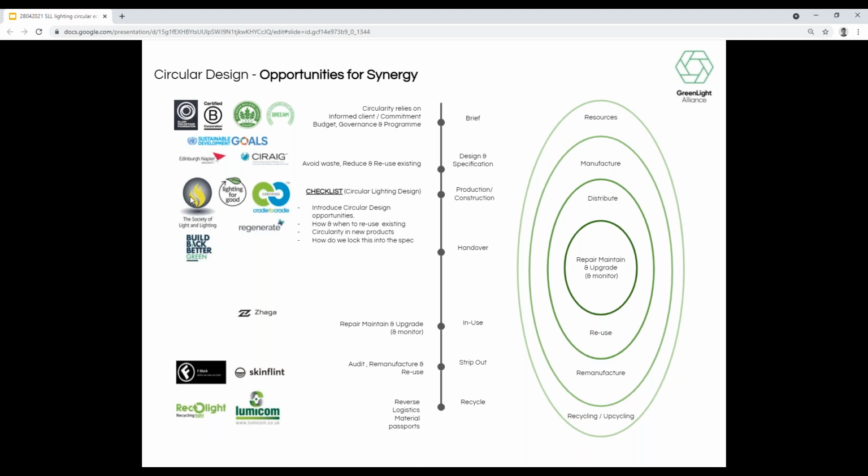And then the SLL have developed their own circular economy assessment method, or CIAM, and we're hoping to get started with that. A couple of people at GLA have had some vision of that. I haven't, but I'd love to, as Bob well knows. And that's going to deal with things like how and when to reuse existing products, how to look for circular principles in new products, and how we lock this into our spec. And that's going to be really key.